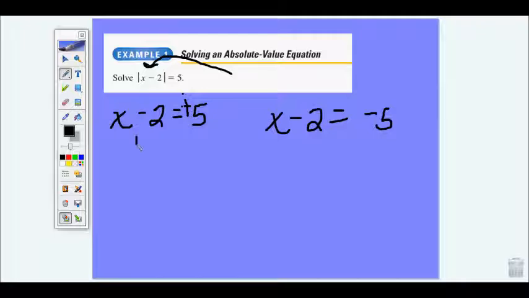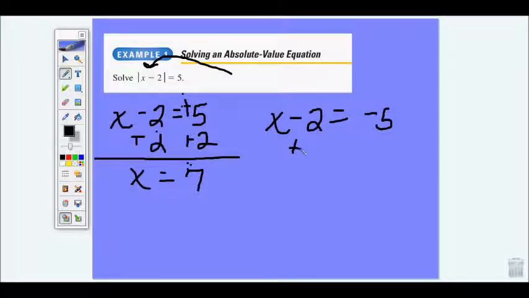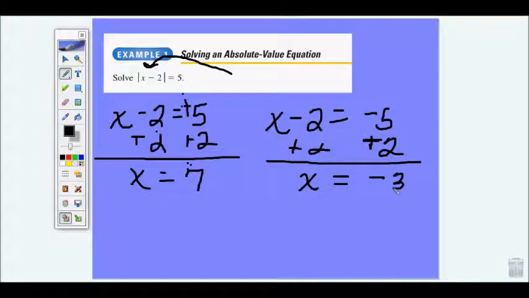Now I'm just going to solve like I solve any algebra equation. On this one, I'm going to add 2 to both sides, giving me that x is equal to 7. And on this one, same thing, I'm going to add 2 to both sides. However, because on this side I'm solving for negative 5, when I combine negative 5 and positive 2, I get negative 3. So my answer is that x is equal to 7 and that x is equal to negative 3.